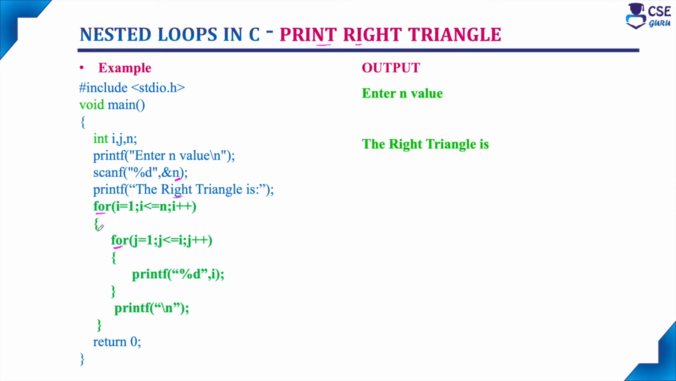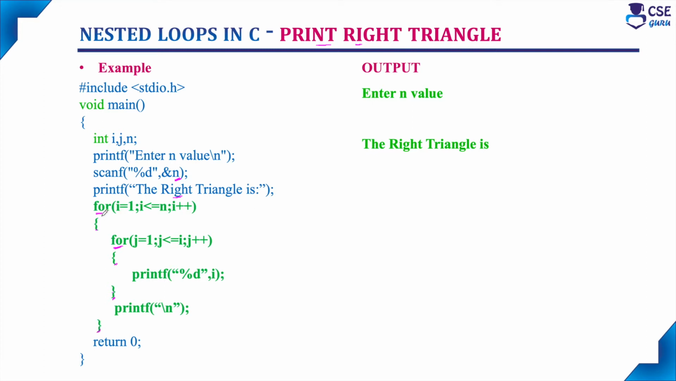For the outer for loop, this is the start of the outer for loop and here the outer for loop will terminate. For the inner for loop, this is the start of the inner for loop and the inner for loop will terminate here. So this is the control of the inner for loop and this is the control of the outer for loop.